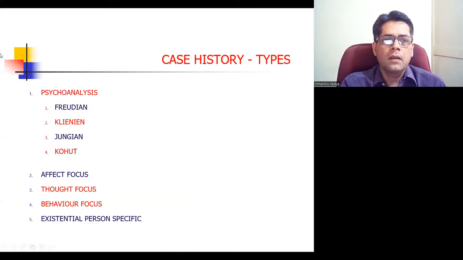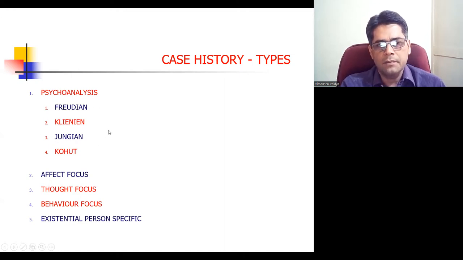So the Freudian school has its own format, Kleinian its own, Jungian, Kohutian, each of them has its own format of taking a case history. And as I said, the difference is largely in how you record the life story. Other parts are by and large the same.